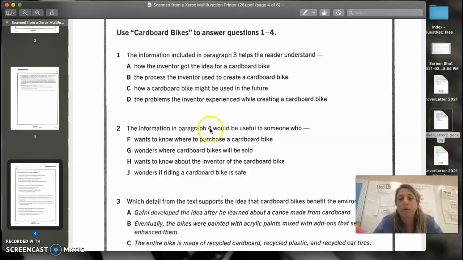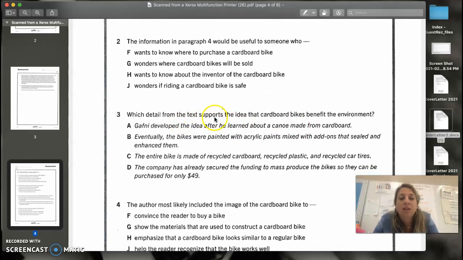Information in paragraph 4 would be useful to someone who blank. So we're kind of talking about who is the intended audience in paragraph 4? Who are they trying to say this is important for? Which detail supports the idea that cardboard boxes benefit the environment? So that key word there is benefits the environment. So the only thing I'm looking for in A, B, C, D is something that benefits the environment, and you need to circle that key word when you find it.